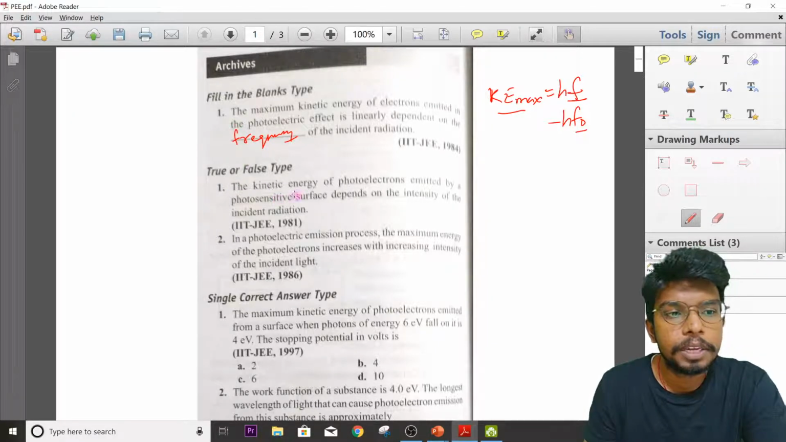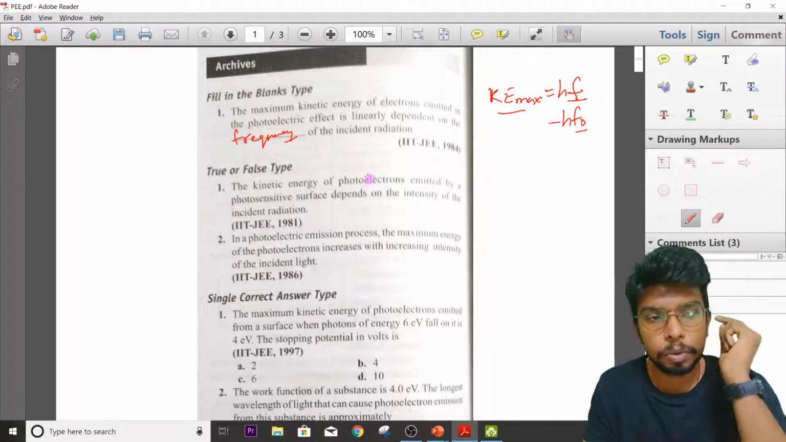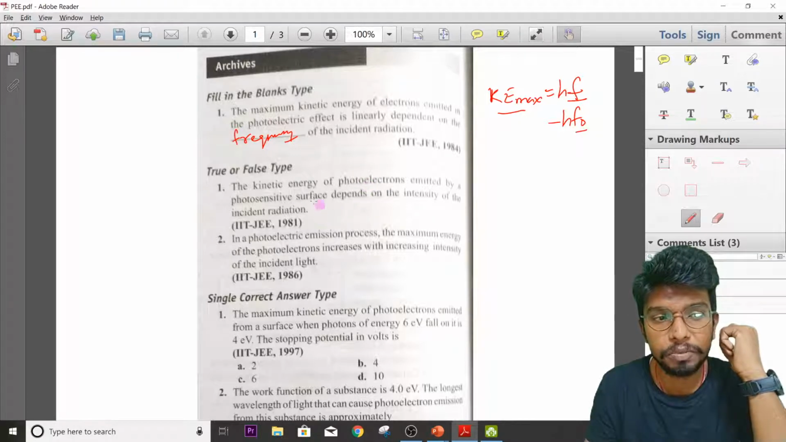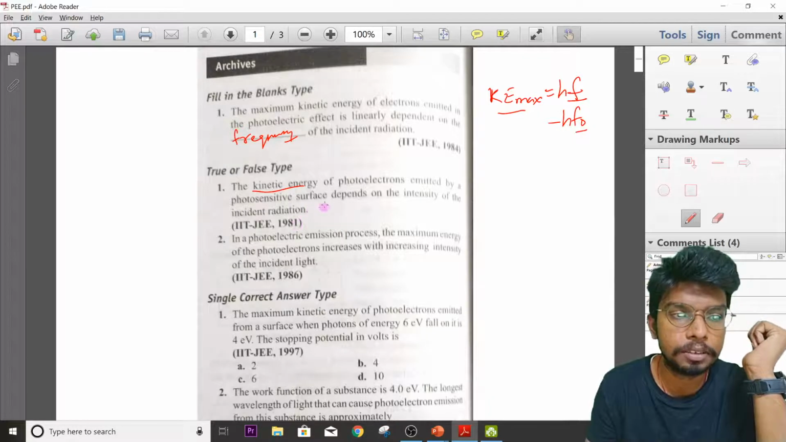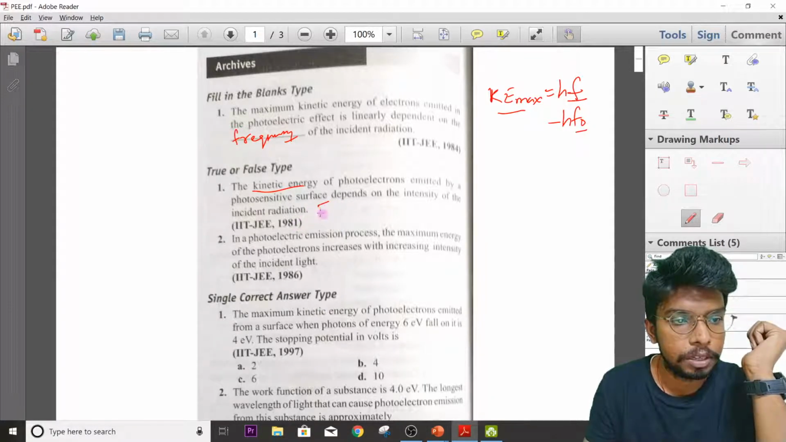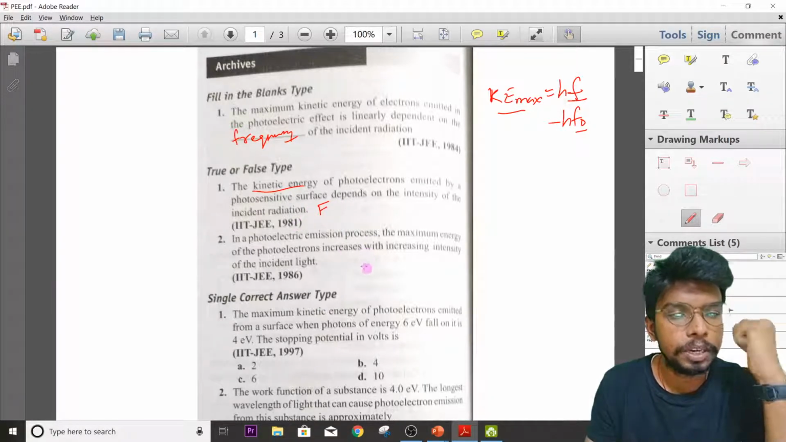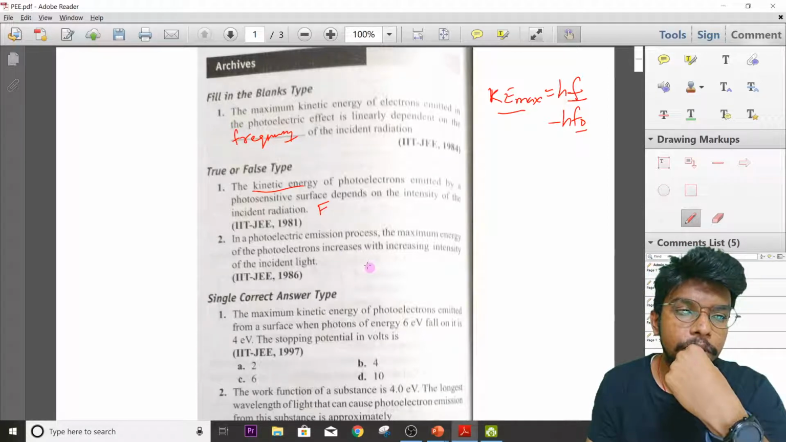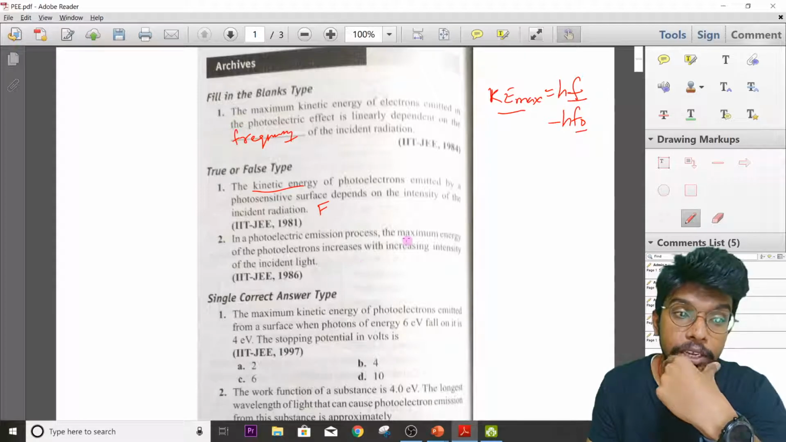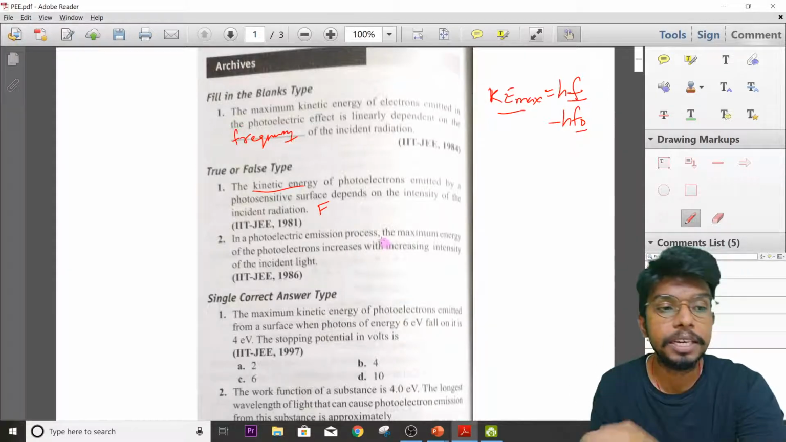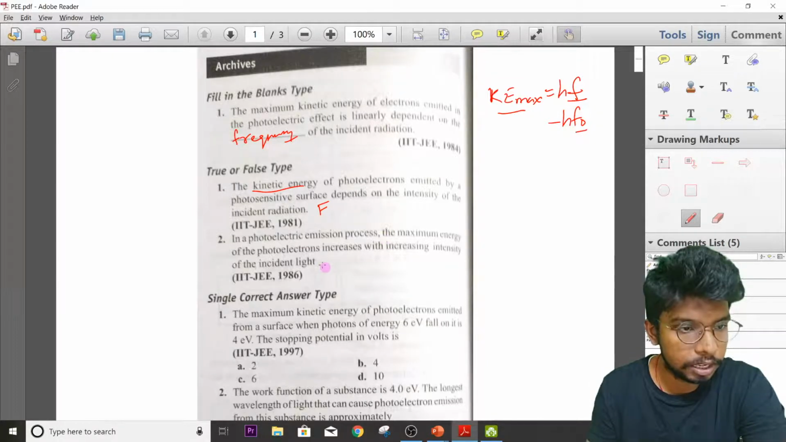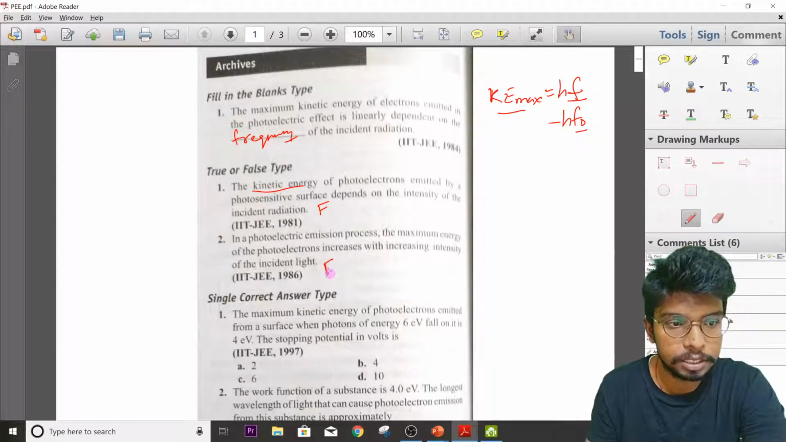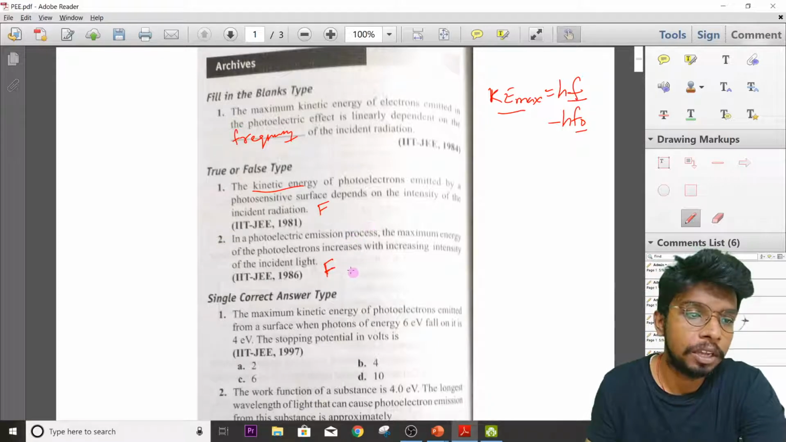True or false: the kinetic energy of photoelectrons emitted by a photosensitive surface depends on the intensity of the incident radiation. No, kinetic energy just depends on the frequency and nothing else, so this is false. And in a photoelectric emission process, the maximum energy of the photoelectrons increases with increasing intensity of the incident light. No, again, nothing happens to the kinetic energy when the intensity is changed.